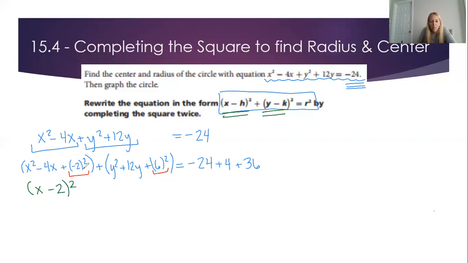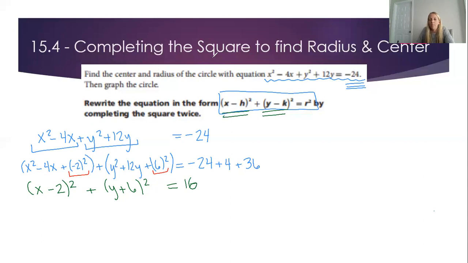See that? The reason I highlighted that is because that's what number will always go there. Always, always, always. But then look right here. It's going to be y plus 6 squared. Negative 24 plus 4 is negative 20. Negative 20 plus 36 is 16. Now you should recognize that this is the standard equation of a circle.